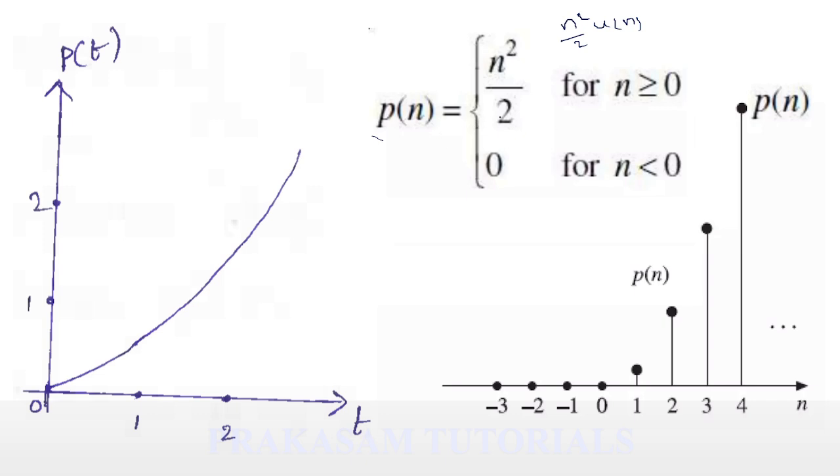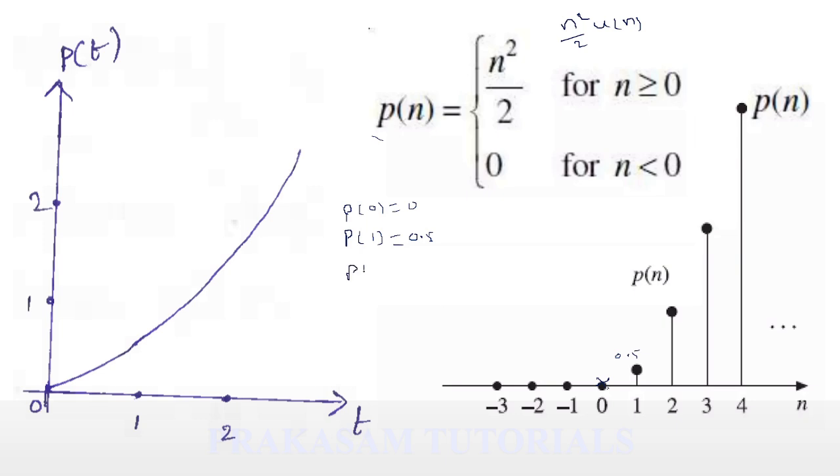So in this definition of the discrete time unit parabolic signal, substitute different values of n. First substitute n is equal to 0, p of 0 is equal to 0. Next substitute n is equal to 1, p of 1 is equal to 1 square by 2, which is 0.5. And this is the discrete time signal. At that point, we draw the vertical line. So here at n is equal to 1, the strength of the signal is 0.5.